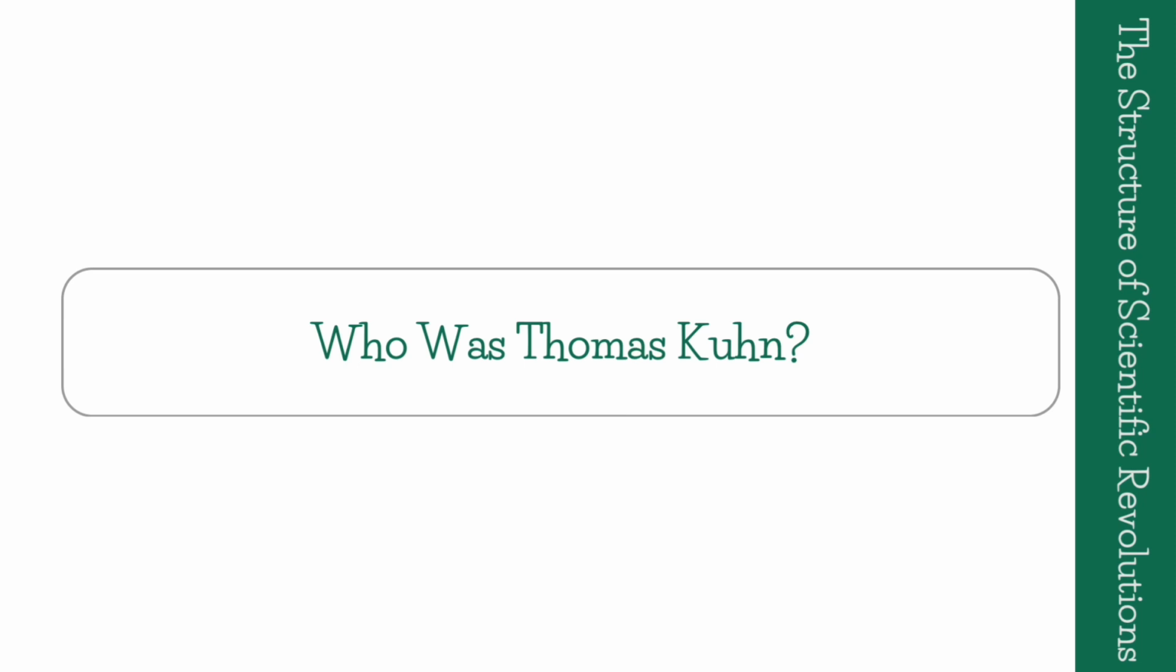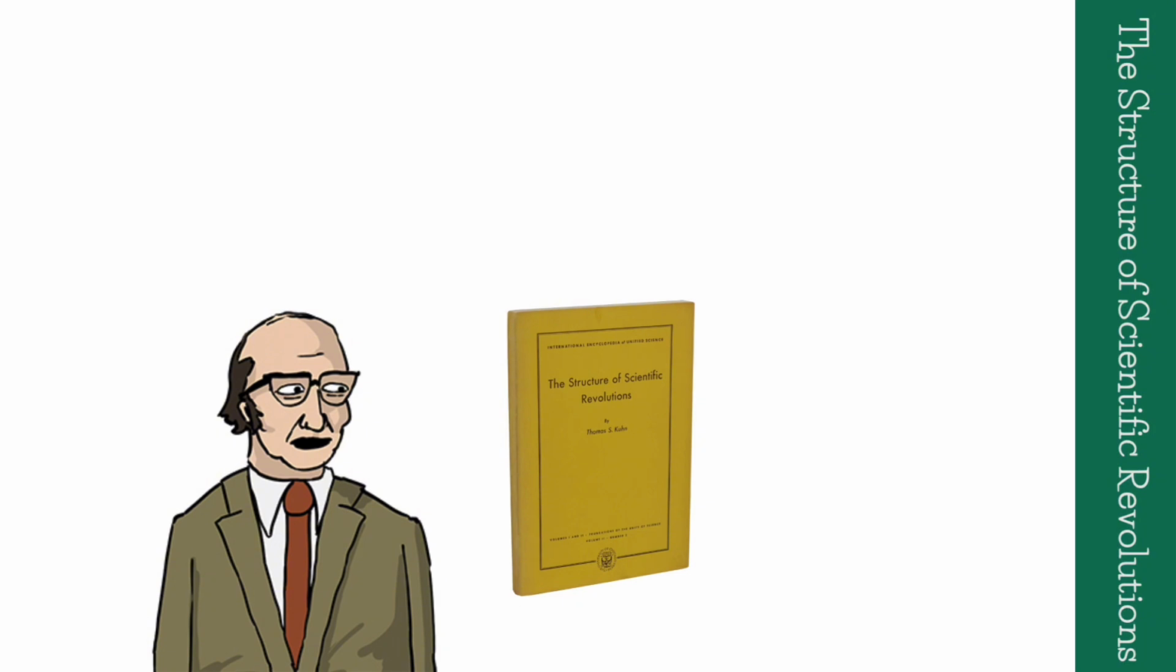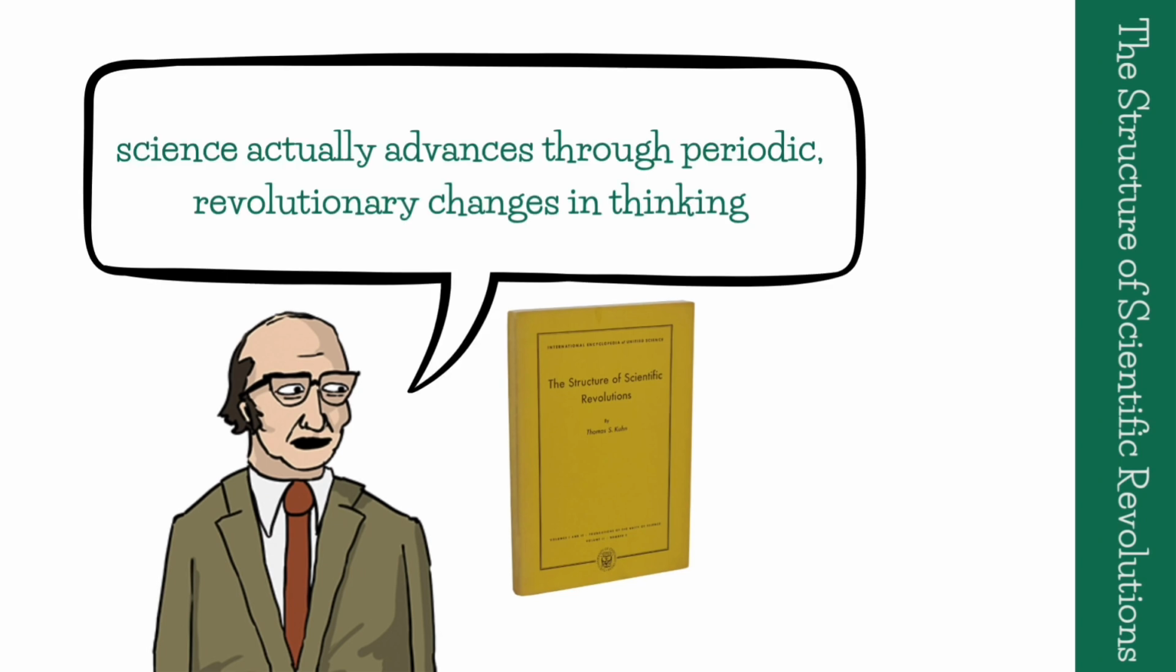Who was Thomas Kuhn? Thomas Kuhn, an American physicist turned philosopher of science, published The Structure of Scientific Revolutions in 1962. The book challenged the widely accepted belief that science progresses through a steady accumulation of knowledge. Kuhn's groundbreaking argument was that science actually advances through periodic, revolutionary changes in thinking, what he called paradigm shifts.